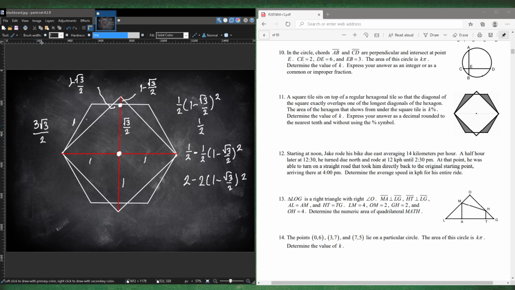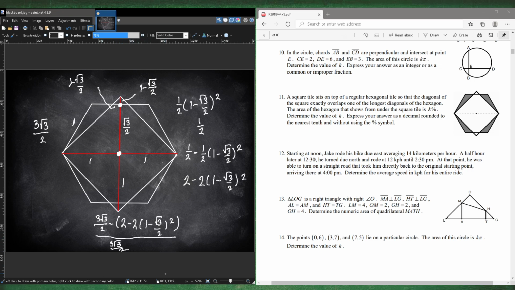And now to get the area that's outside, we just have the area of the entire hexagon minus the area that's overlapping. So that is 3 square root 3 over 2 minus this area, which is 2 minus 2 times 1 minus square root 3 over 2 squared, right? And that's the area of all four shaded. And then we need to divide by the area of our hexagon to get our value for k. So that is also 3 square root 3 over 2.